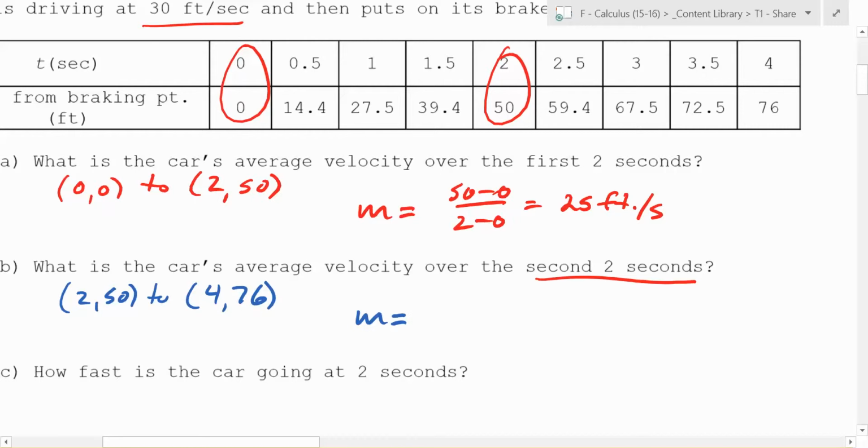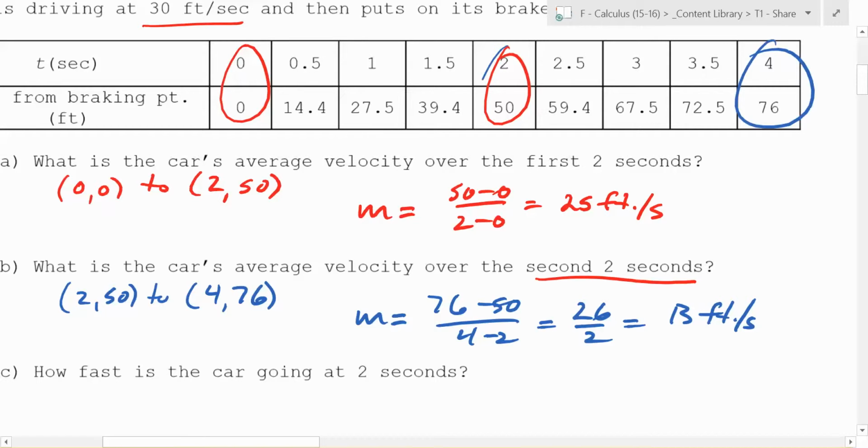Now, Liana, finish it for me. What's the slope there? It's 76 minus 50 over 4 minus 2. Correct. So what's that going to be? 26 over 2, which is 13 feet per second. So is the car slowing down some more? Yep. Absolutely. So we'll call this one M2, 13 feet per second. So we've shown that it is slowing down. Its average speed before time equals 2 is 25 feet per second. Its average speed after time equals 2 for the same distance is 13 feet per second.